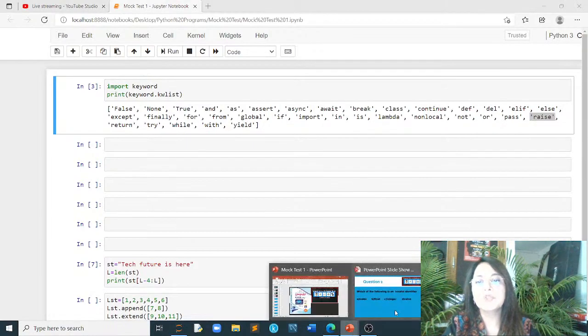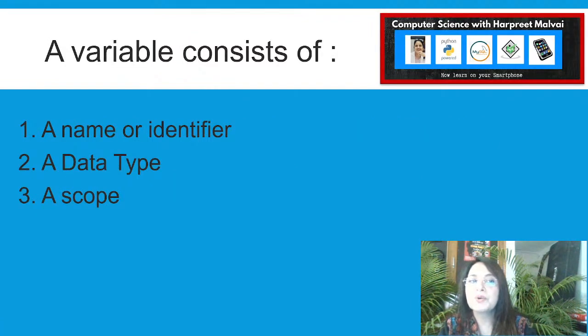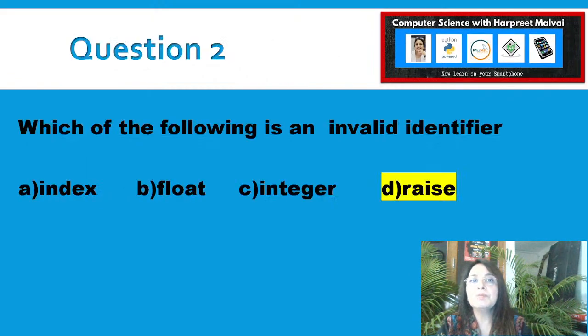Okay, so going back now to the next question, a lot of you answered that as B. Don't get confused. Okay, and also some people ask. Yes, it's used for raising exceptions, Danish. That's right. A lot of people want to know what is the difference between variable and identifier. So, a variable consists of a name, which is also the identifier, and it also consists of a data type and a scope. So, that's a variable. But an identifier is just the name of the variable. So, if you're looking at a variable, it consists of these three things. But if you look at an identifier, it is only the name of the variable. Okay, so keeping that in mind, raise is your invalid identifier.